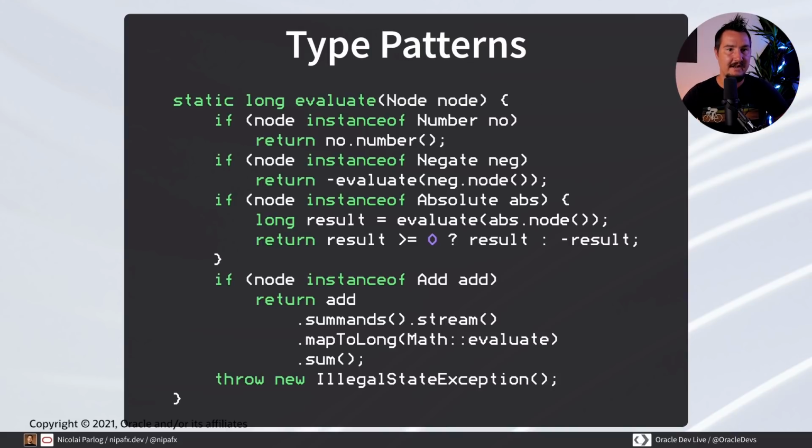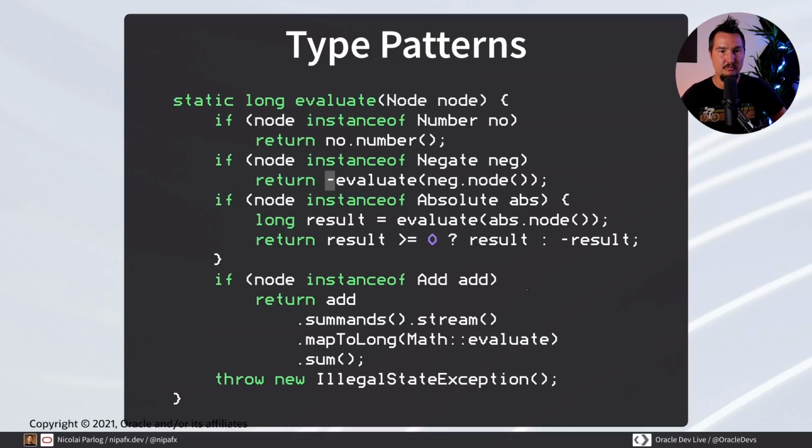So now if we want to evaluate a number node, we check, well, is it a number node? And then we add the name of the variable here. So in this if branch, node was apparently a number, so we have a new variable that reflects that. That's exactly like node, but it's cast to a number, so we can immediately call methods on it that are specific to the number class. Same with negate, right? We check if it's an instance of negate, and if it is, we pull out the node, evaluate that, and then turn it to negative.